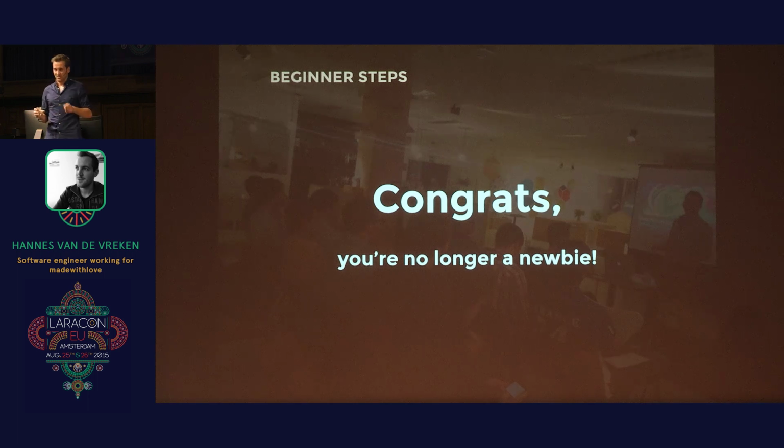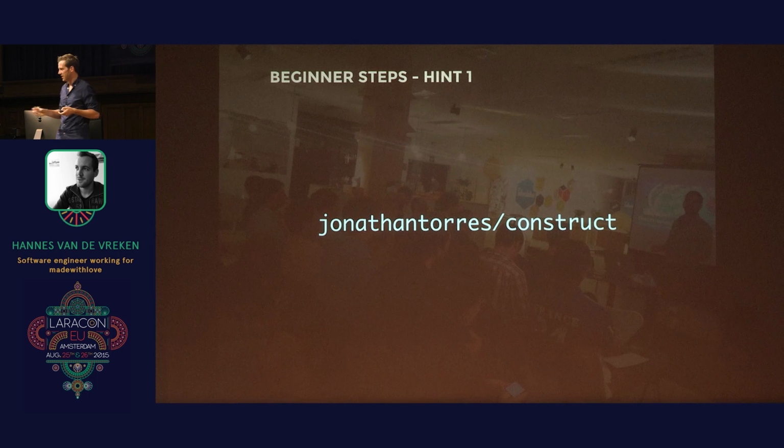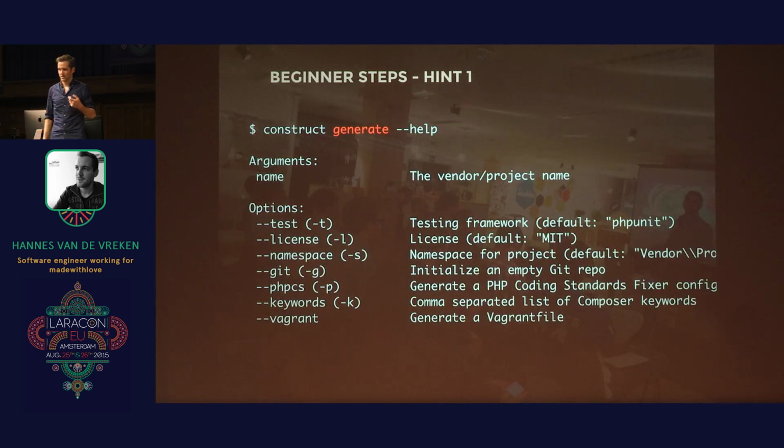Two small tips, two small CLI commands that you can use. Jonathan Torres' construct package has a generate command, which generates a folder with the source folder and a composer.json file. It will run git init if you like. It will add the license file. It will add the test suite. So it's one little command that can help you set up a new package in less than 30 seconds.